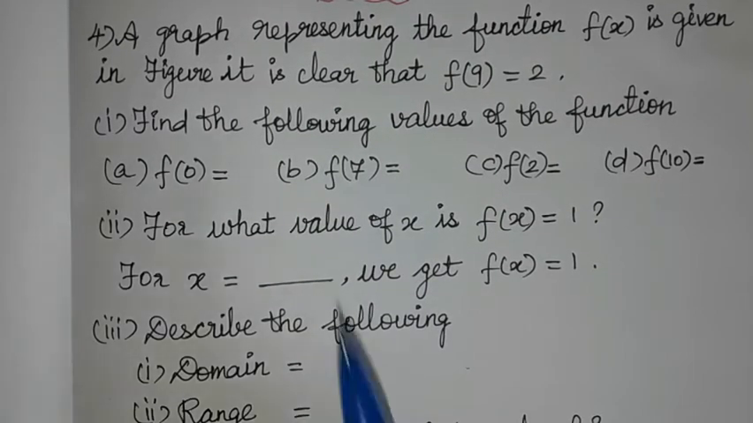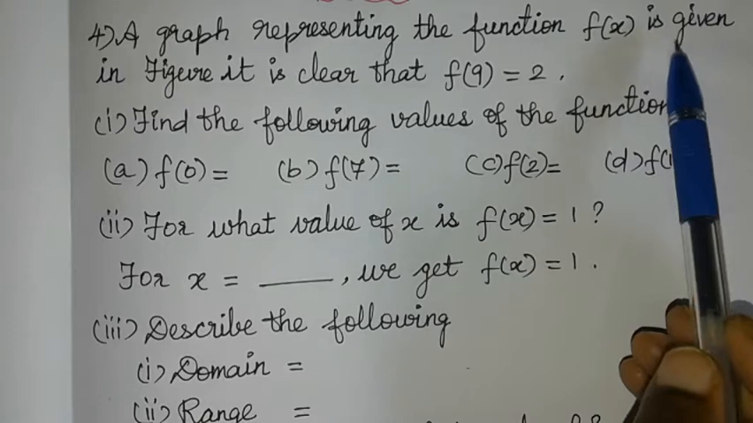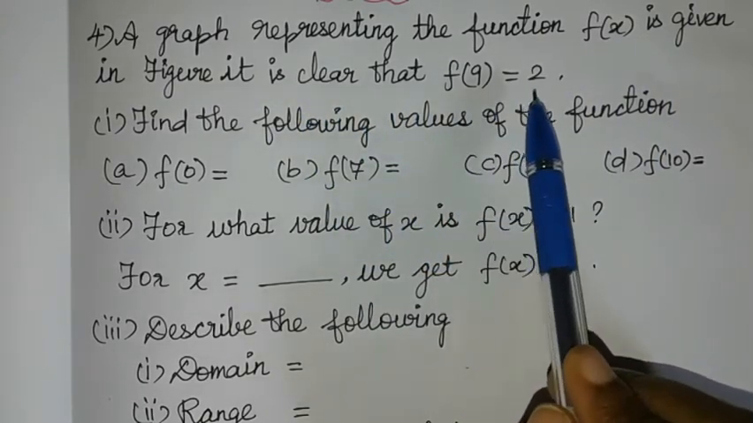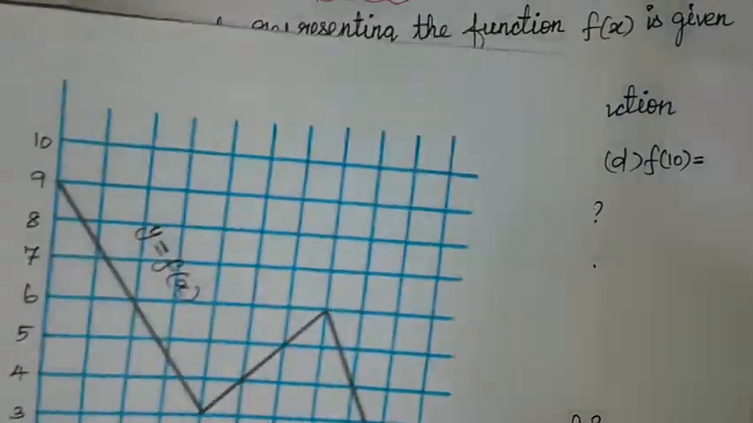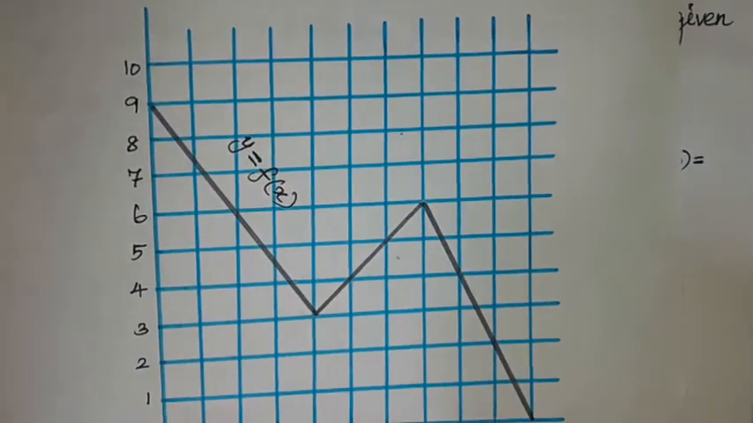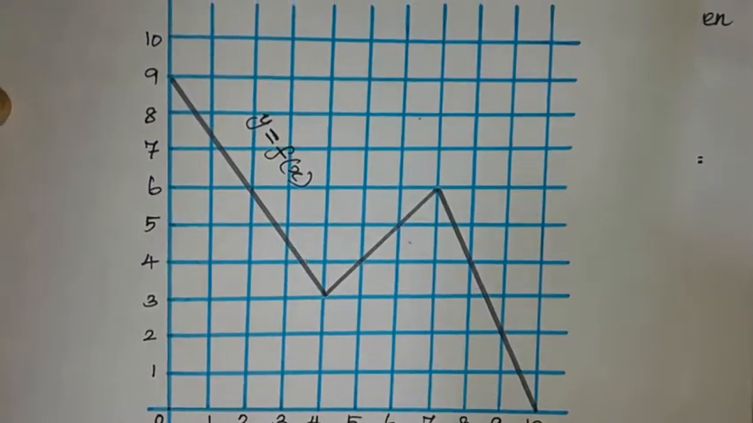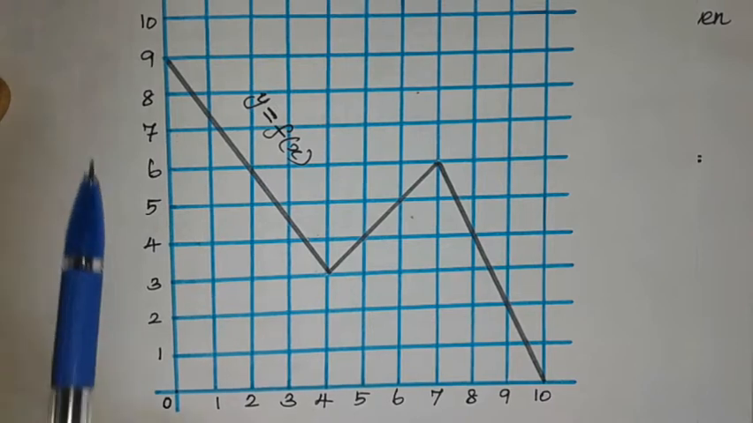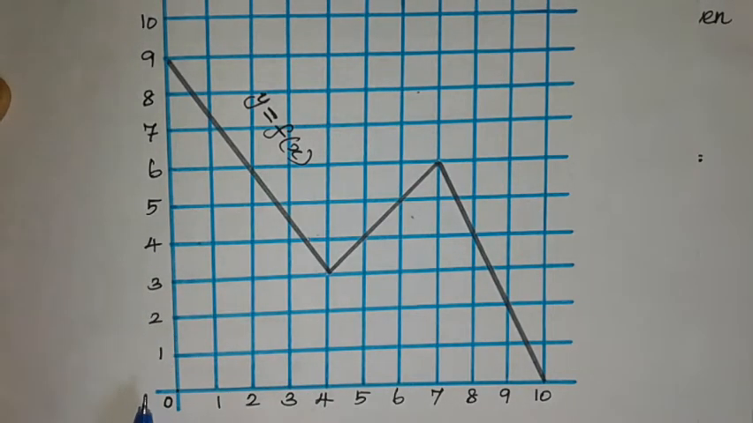A graph representing the function f of x is given in the figure. It is clear that f of 9 is equal to 2. See students, here this is the graph given. This graph represents the function. Okay, in this horizontal direction, this one represents the x. And here the vertical direction, these represent the f of x values.